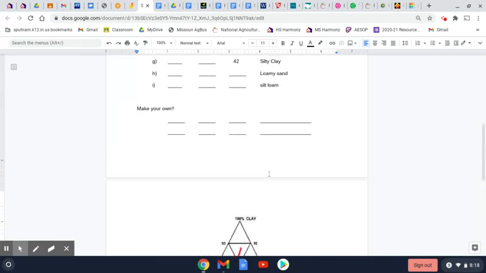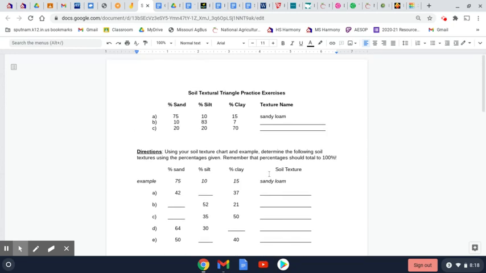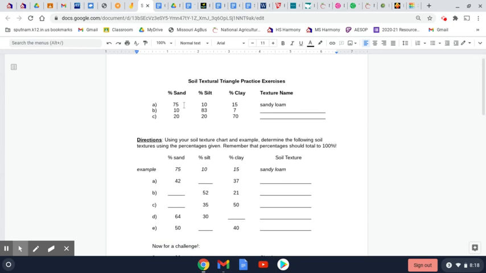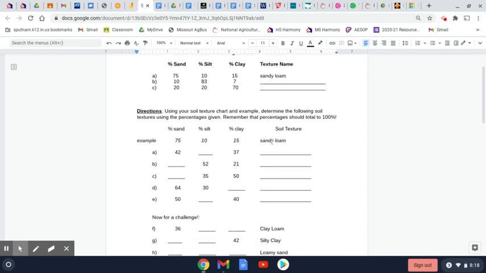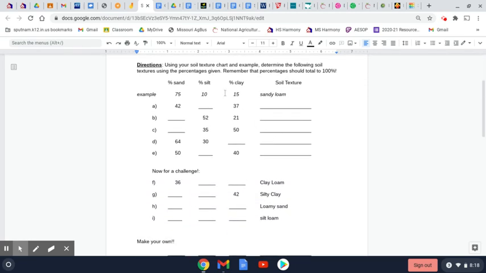All right, I'm going to move up here. You will put in each of these percentages and you will find out the texture name. Next, it gets a little trickier. One of the percentages is missing for each of these. So what you are going to do is put 42% sand and 37% clay on the texture triangle and see where it could line up for the percent of silt.